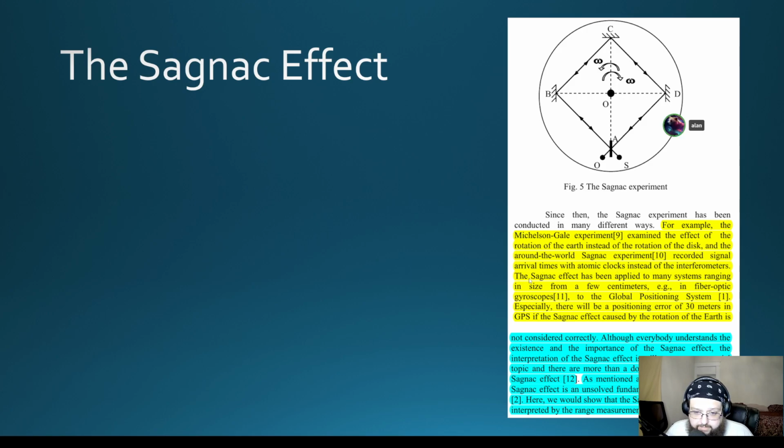The Sagnac effect has been applied to many systems, ranging in size from a few centimeters in fiber optic gyroscopes to global positioning systems. Especially, there will be a positioning error of about 30 meters in GPS if the Sagnac effect caused by Earth's rotation is not considered correctly. Although everybody understands the existence and importance of the Sagnac effect, the interpretation of the Sagnac effect is still a very controversial topic, and there are more than a dozen ways to interpret it. As mentioned above, it is stated that the Sagnac effect is an unsolved fundamental problem in physics. Here, we would show that the Sagnac effect could fully be interpreted through the range measurement equation.